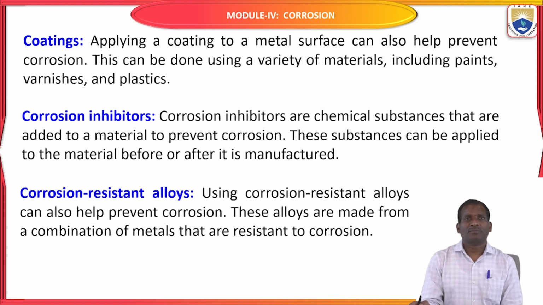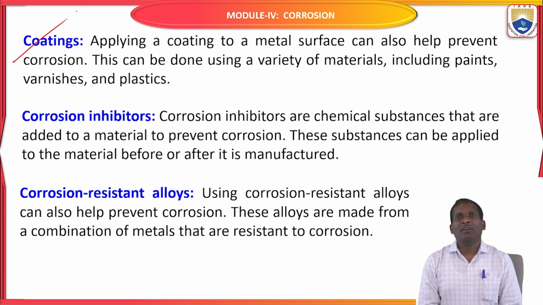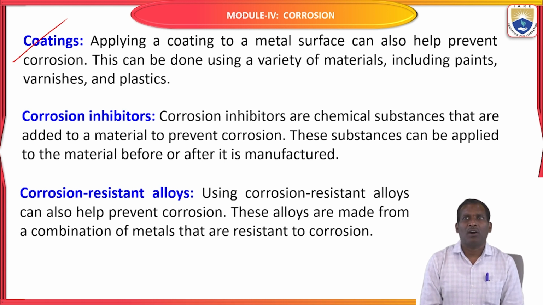Next is coatings. Applying a coating to a metal surface can also help prevent corrosion. By applying coatings, the paint and the varnish, like a zinc coating, you can reduce the material corrosion and then improve the material life. Coatings include paints, varnishes, and plastics.